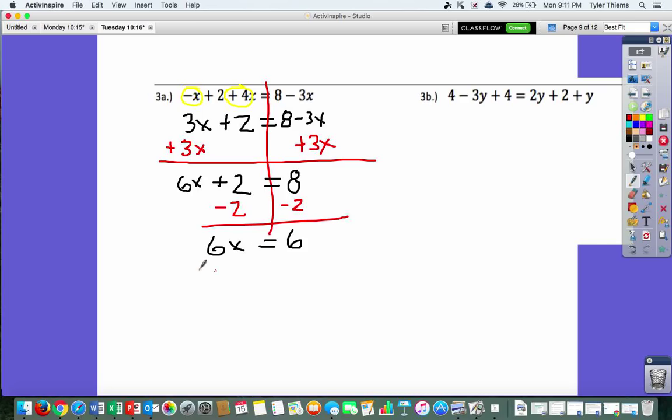Well, now we're on our last step. Inverse operation is to divide by 6. Divide by 6, and that should give you x is equal to 1. Make sure you have all that worked out, and then go ahead and do 3b on your own.